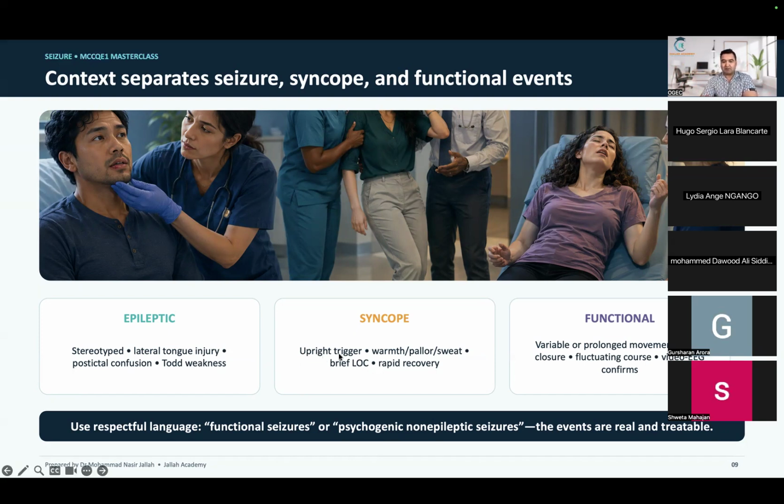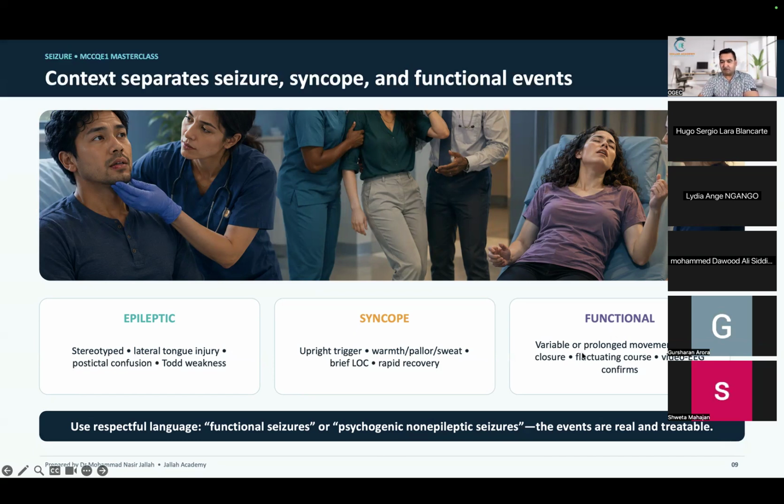Syncope is upright trigger, warmth, pallor, sweats, brief loss of consciousness, rapid recovery. For syncope, it's a brief loss of consciousness. The patient feels warm, pale, sweaty, and loses consciousness and comes back. Within a second, the patient is back in the game, or he's back here. Rapid recovery.